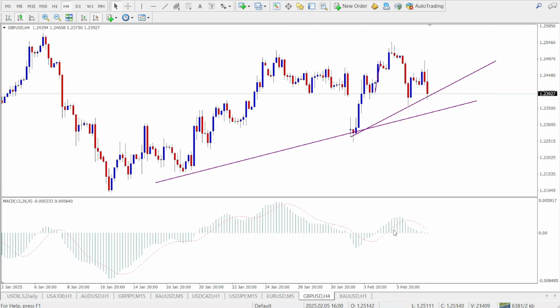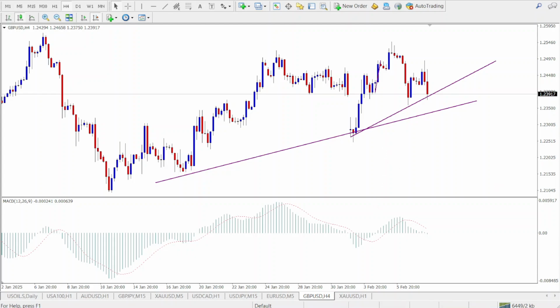Check your histogram bars, because they are very important also. Your histogram should be expanding, as you can see, signaling bullish momentum. You can see that these histogram bars were getting longer, increasing in length. But if the histogram bars are shrinking, momentum is weakening and it's best to wait, like what is happening around here now.